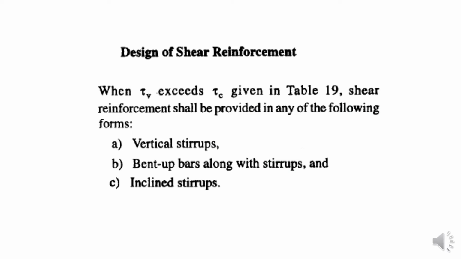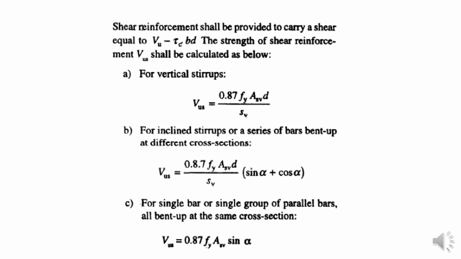Design of shear reinforcement is given in IS 456 2000, page number 72. When tau V exceeds tau c, we have to determine the value from Table 19. The shear reinforcement normally we have to provide in three forms: vertical stirrups, bent up bars along with stirrups, and finally inclined stirrups. These are the three types we have to provide for reinforcement.